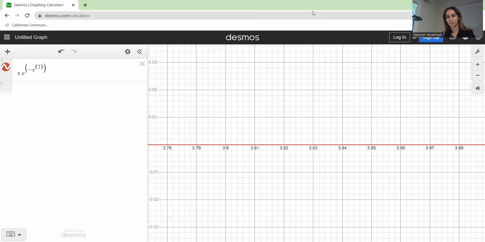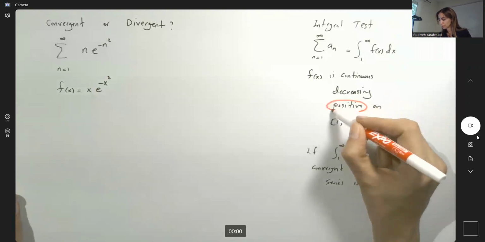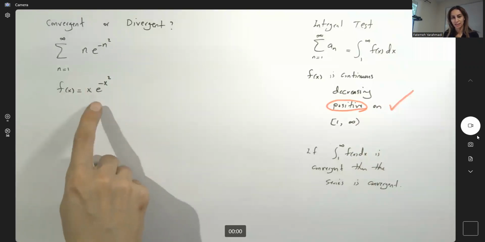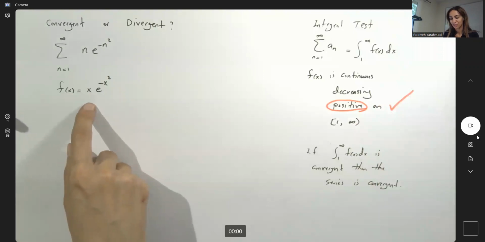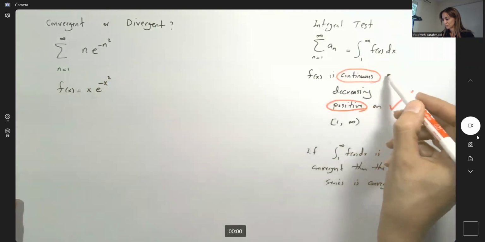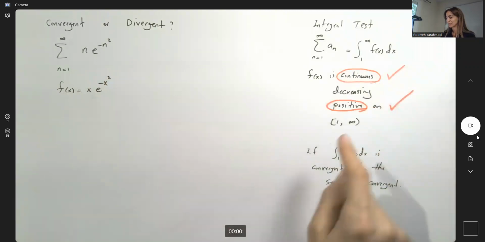So far, so good. So check mark, let me use a different color. It is positive. Is it continuous? Just check the graph. You can also say that I have x times e to the power negative x squared. There are no asymptotes, so basically you have a well-behaved function. It is continuous. There's no gap, there's no hole, there's no jump, so it is continuous.